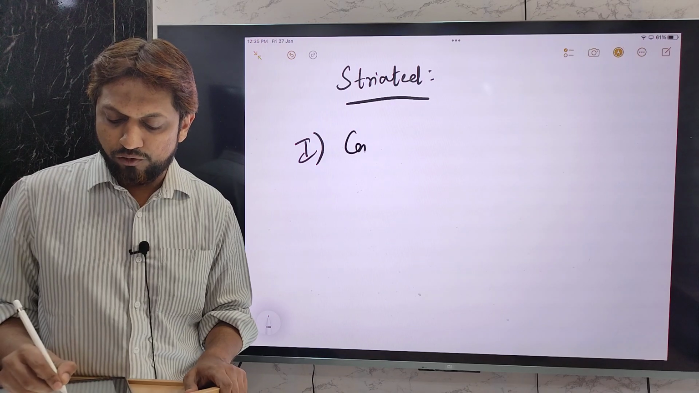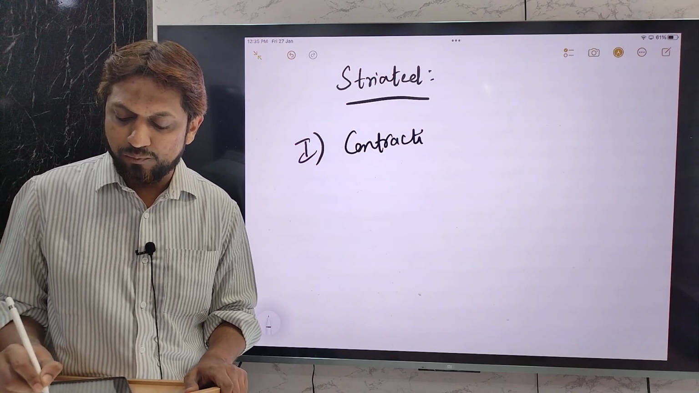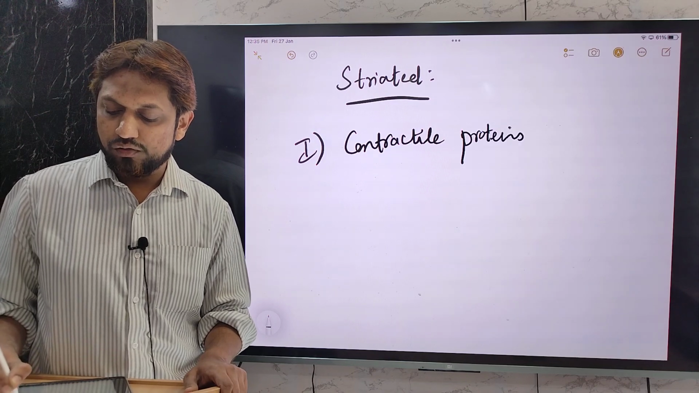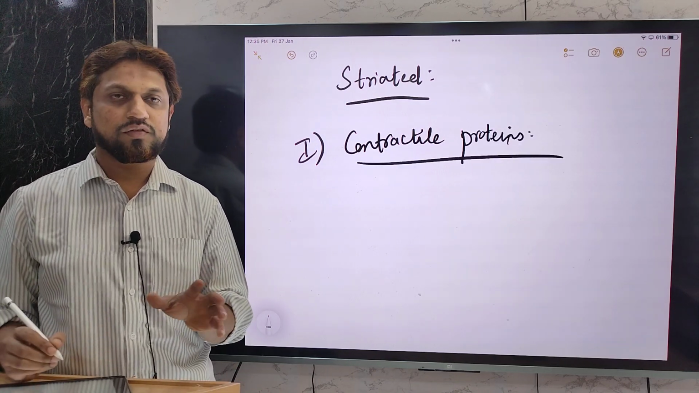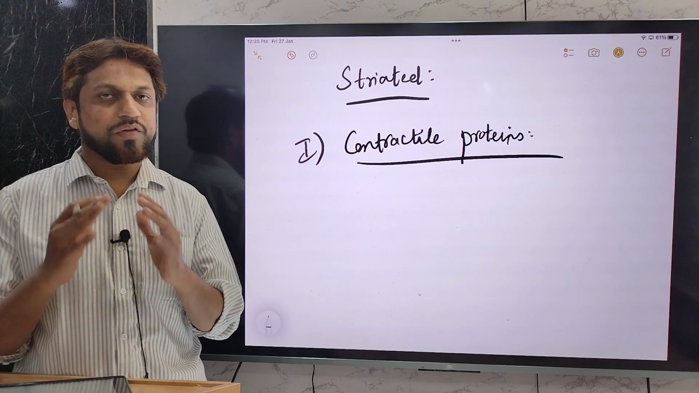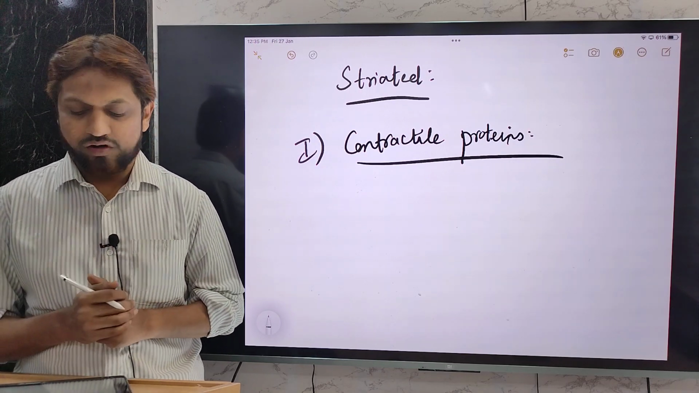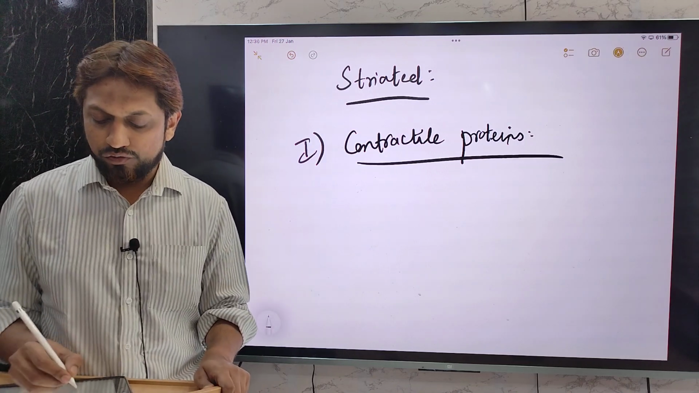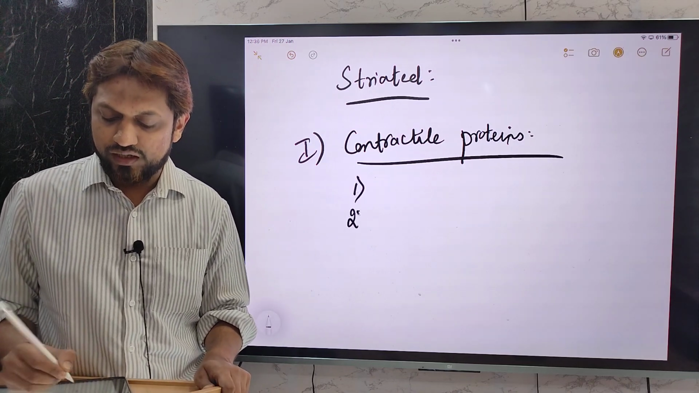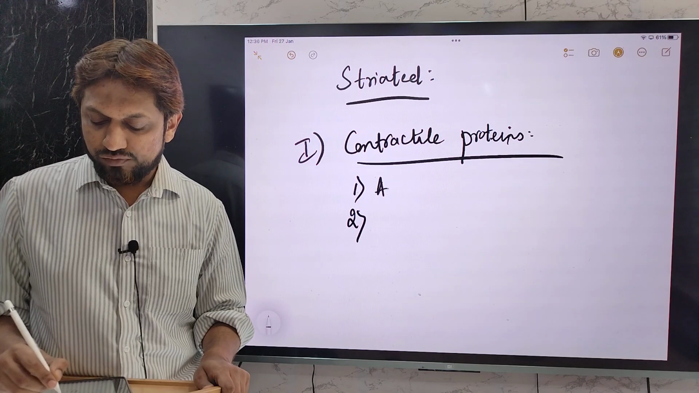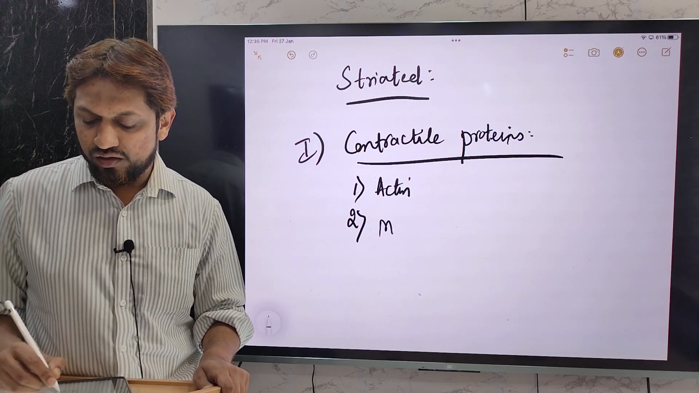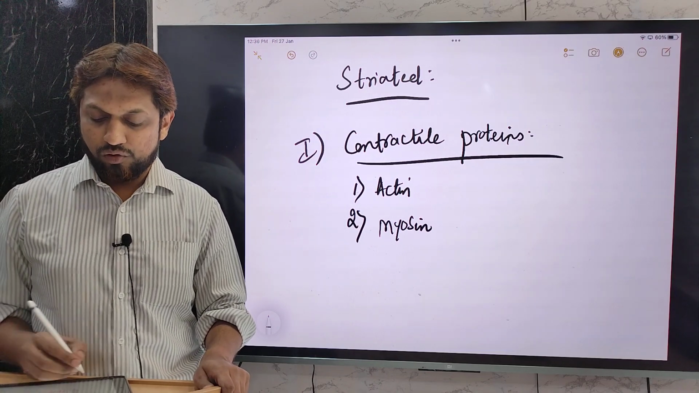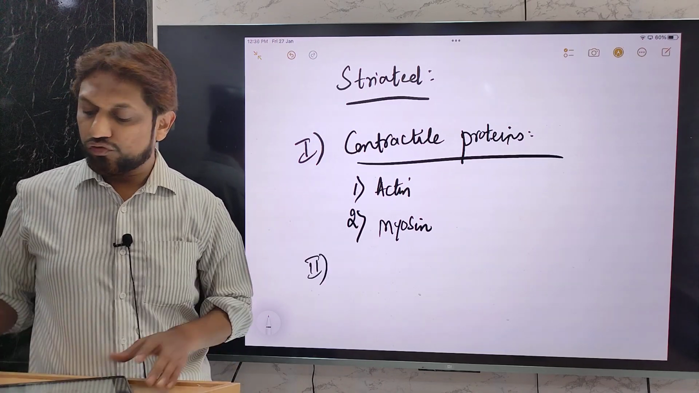Firstly, the most important ones are the contractile proteins, which help in muscle contraction. We'll discuss how exactly the muscle contracts in the molecular basis of muscle contraction. For the time being, in the structure, just concentrate on what proteins are available. The two main important contractile proteins are actin and myosin. We'll discuss the structures of these two important proteins.